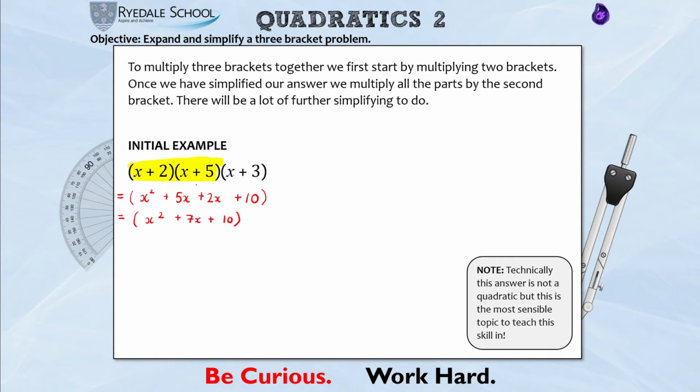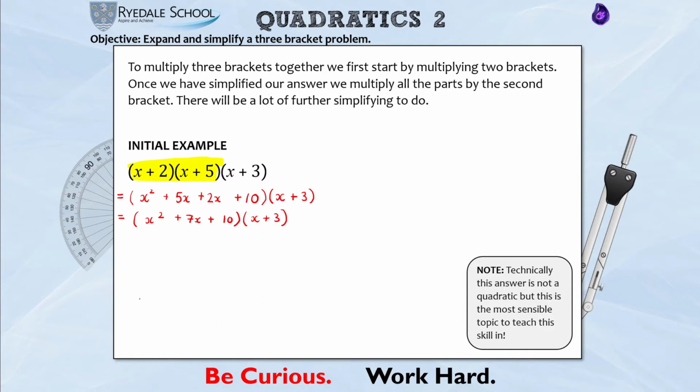Now, that is the answer to the first two brackets, but I still have this x plus 3 that I have not used. So I am going to write x plus 3 on the end of each of these lines. Everything is now equivalent again. So notice what I've done first. I've multiplied out the first two brackets just like last lesson.